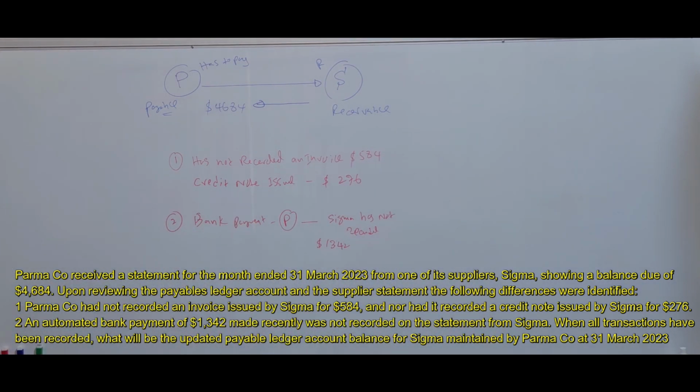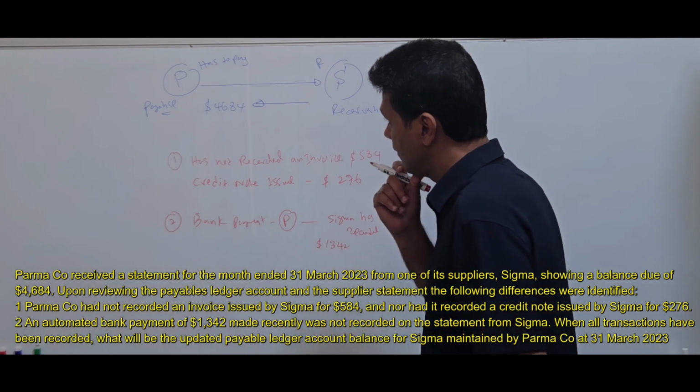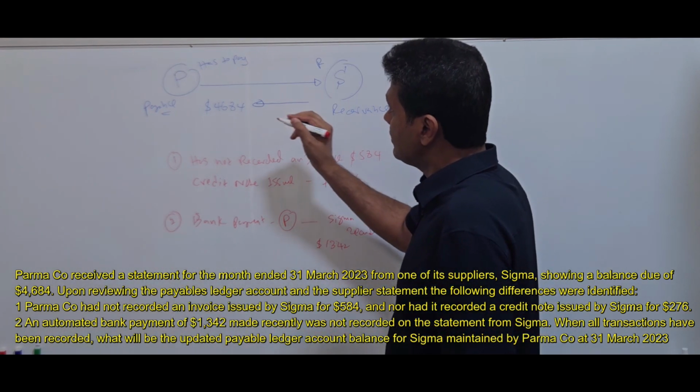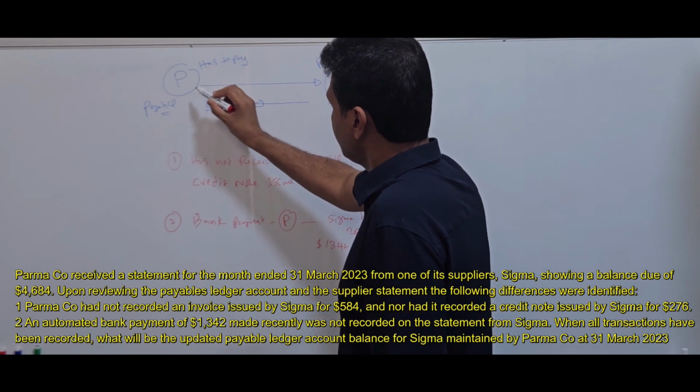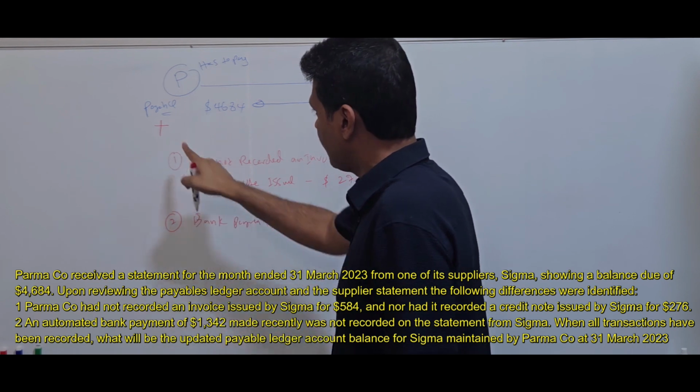Now what is the question? What do you need to identify? The payables ledger account balance. Now the payables ledger account of P is not given, right? You don't know. What is given?